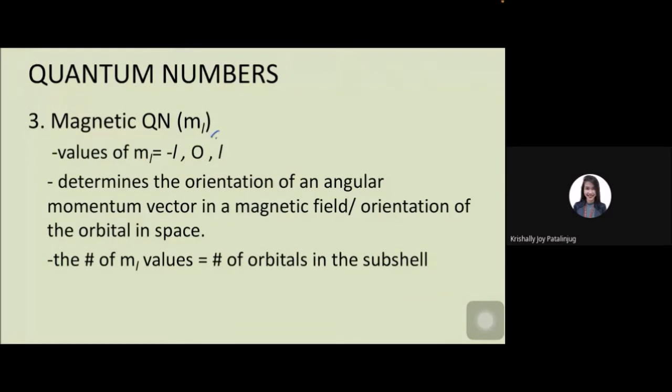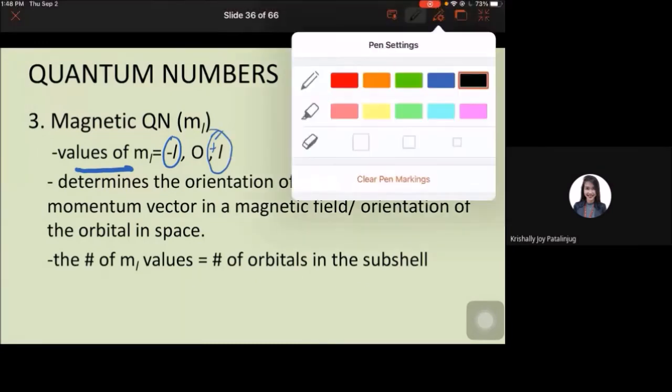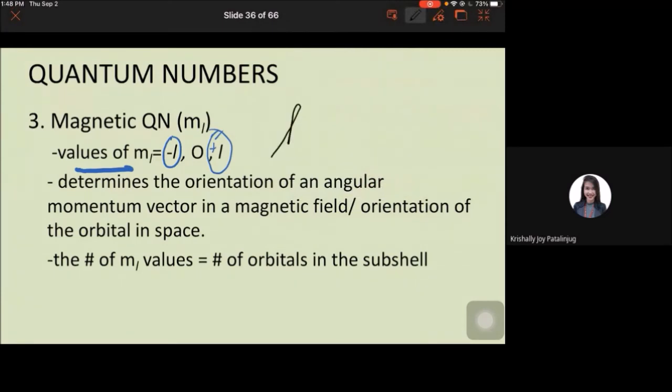Yung M sub L naman, take note, it could have any values from negative L to 0 to positive L. So kung titingnan natin yung formula to identify the M sub L values, kailangan natin yung L. Tama? I repeat, kailangan natin yung L. So it is the L that limits M sub L here. I repeat, kailangan natin yung L para makuha yung M sub L.